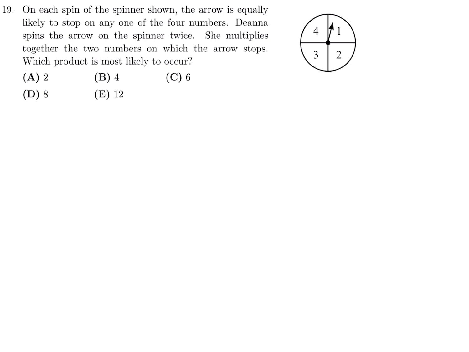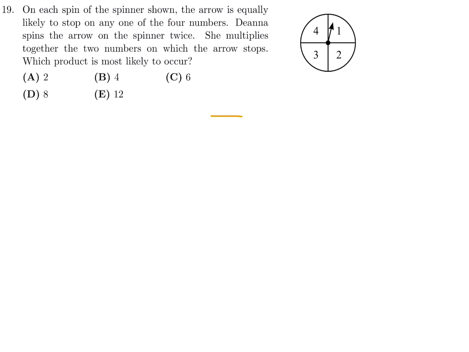On each spin of the spinner shown, the arrow is equally likely to stop on any one of those 4 numbers. Deanna spins the arrow on the spinner twice. She multiplies together the 2 numbers on which the arrow stops. Which product is most likely to occur?